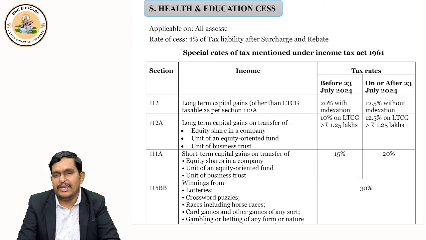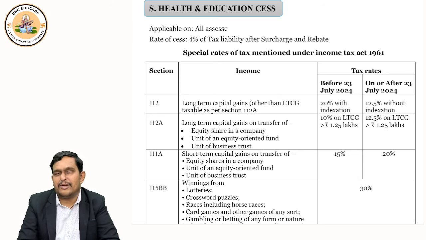So what does this mean? Suppose your capital gain is 10 lakhs. Earlier you will deduct 1 lakh, right? 10 lakhs is your income. 1 lakh you will deduct. 9 lakhs will come. 9 lakhs into 20% you have to do. That's it. But now what you will do?